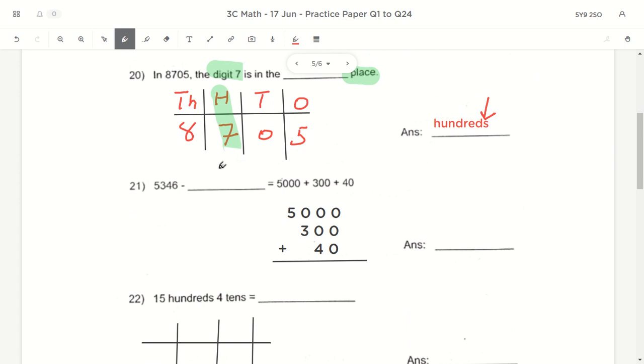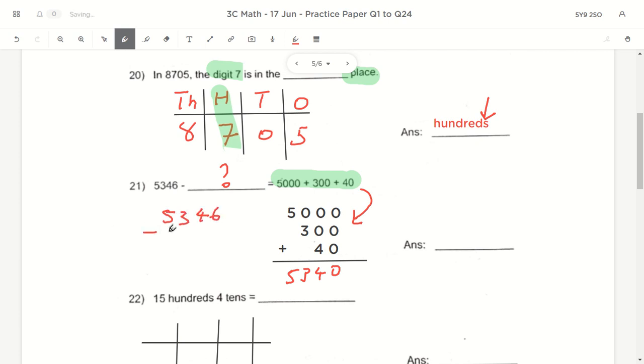5,346 minus something that I want to find will give you all these combined together. First you find all these combined together, so you have to work it out. Very easy. 0, 4, 3, 5. So ask yourself, what can you do to find this? 5,346 minus this something gives you this. So all you need to do is very simple.